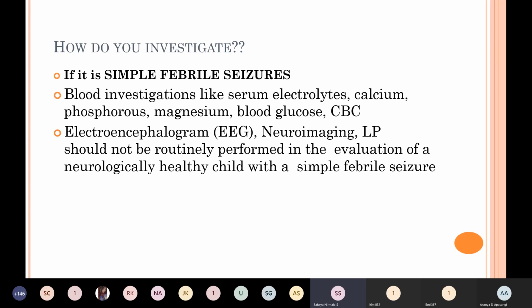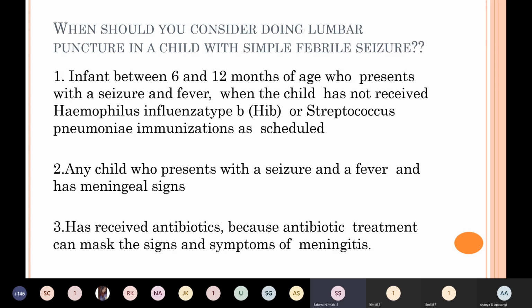If you are very clear that this child has a simple febrile seizure, then you need not do EEG or neuroimaging or LP routinely. But if you have any clue or suspicion of meningitis or encephalitis, or there is some developmental delay, then you go ahead and do these investigations.